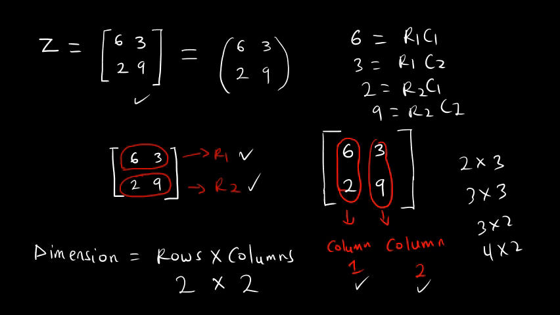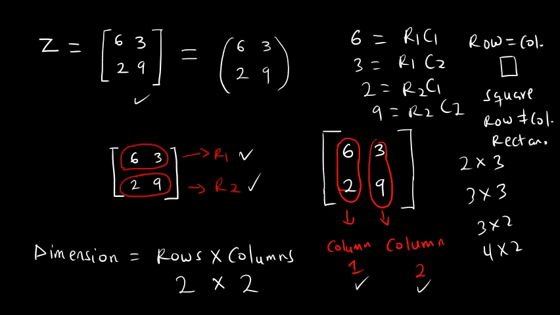Okay, this is how you are going to write it. The first value is for the row, and the second value is for the column. One thing you have to know is that when the number of rows equals the number of columns, then you will have a square matrix. And when the number of rows is not equal to the number of columns, then you are going to have a rectangular matrix.